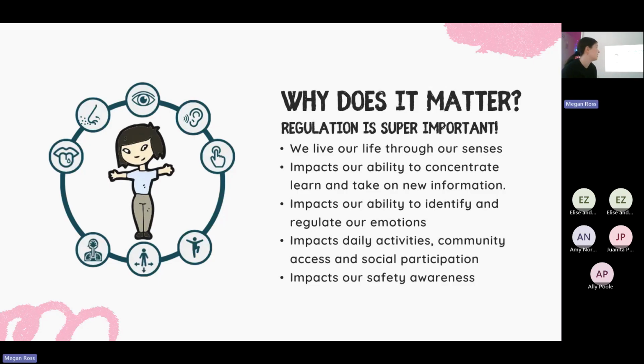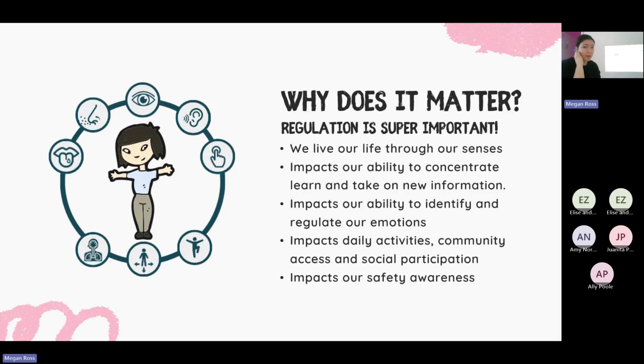As I mentioned before, it really impacts our ability to concentrate, learn, and take on new information. If our body doesn't know where it is in relation to itself or in space, and we have a kid who might be moving around or getting fidgety or wiggly, or you yourself are feeling unsettled and feel the need to get up and go, your brain is going to have a really hard time taking on new information and noticing what's going on. It's going to be really hard to learn something new when your body doesn't know where it is.